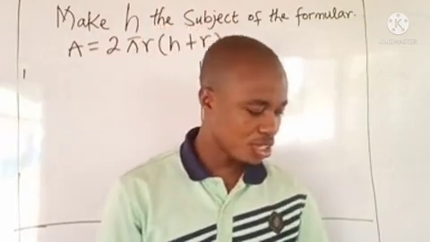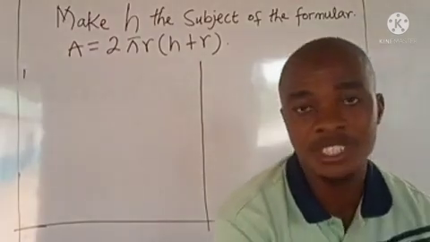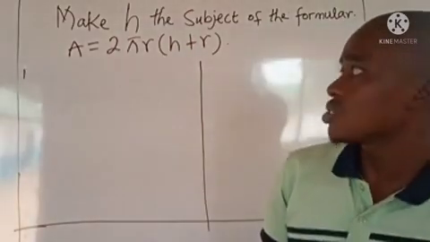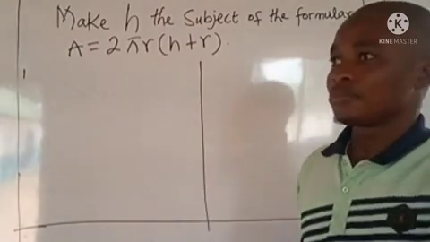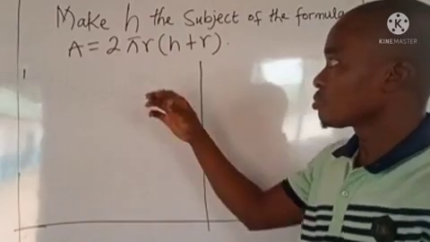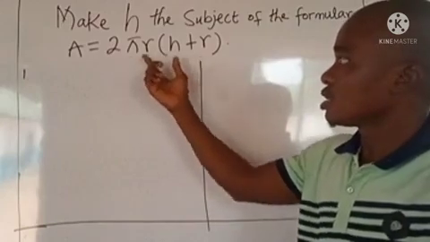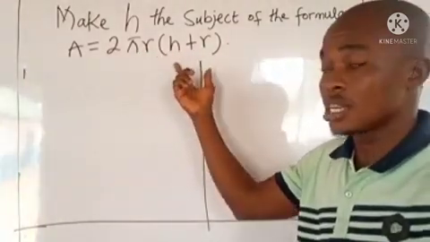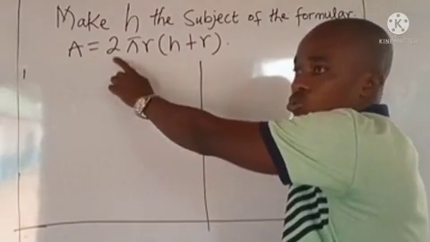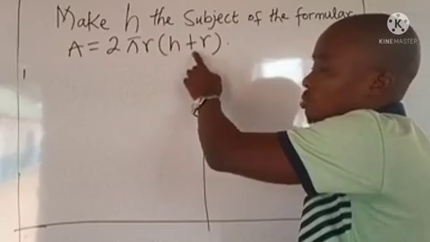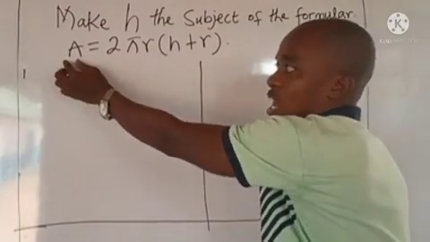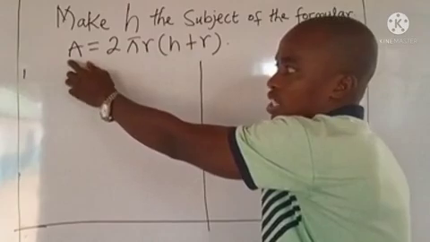By the special grace of God, today we are going to look at another episode of my mathematics class. And when you look at the board, you see this question. The question is coming from algebra, where you are to make one of the variables or letters here the subject of the formula. Initially, the question gives that A equals 2 pi r (h plus r). Now this is a formula which has its subject to be A.